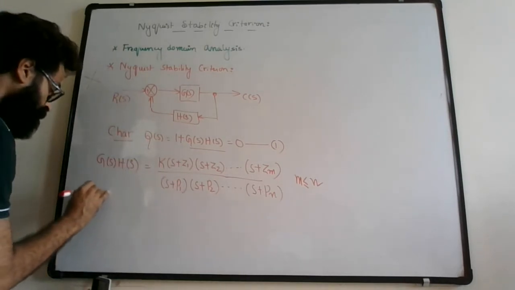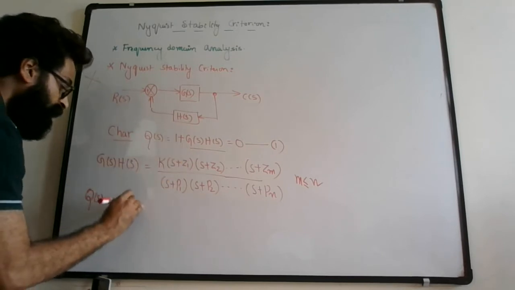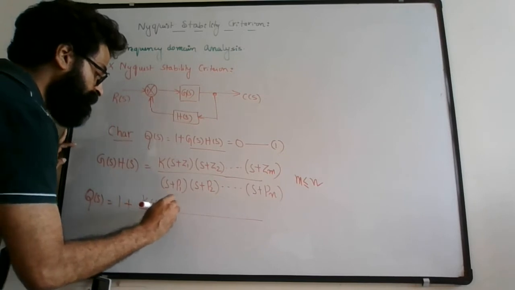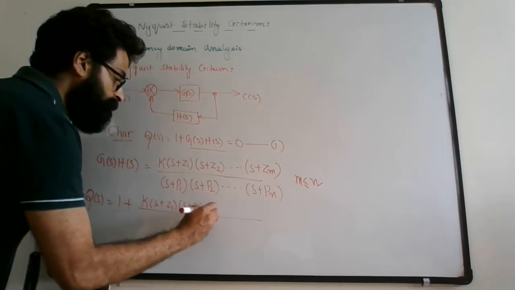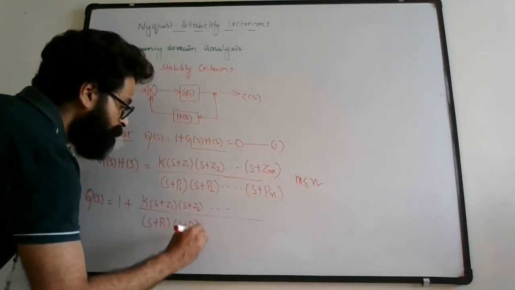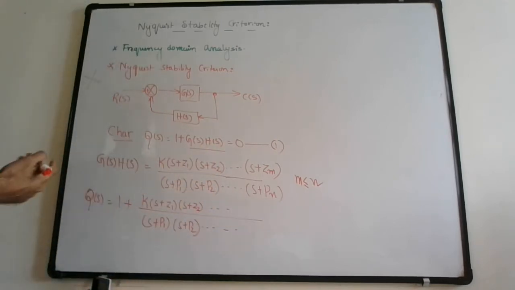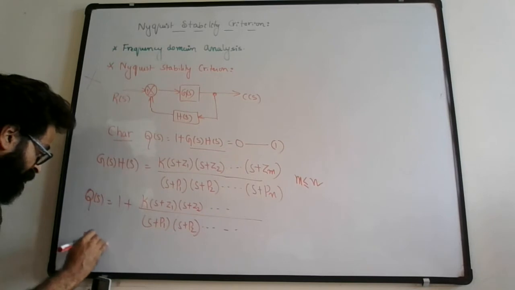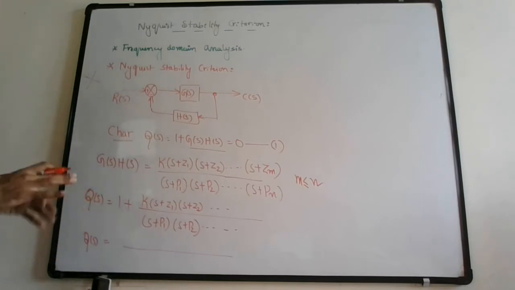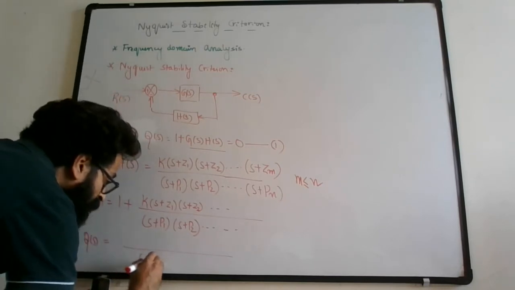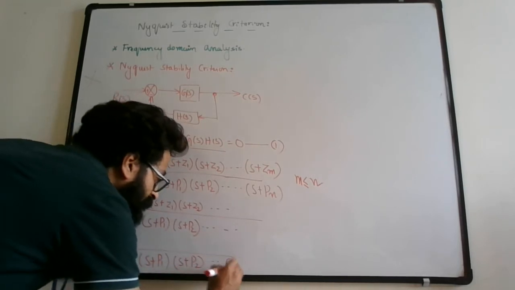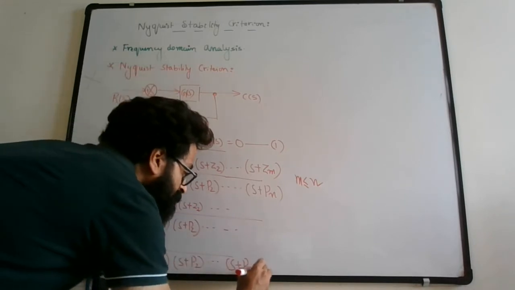So Q of s now can be written as 1 plus this g of s, right? So let us rewrite. It is k into s plus z1, s plus z2, so on and so forth, divided by s plus p1, s plus p2, so on and so forth. Or you can take the LCM. So when you take the LCM, the denominator remains unchanged, right? So denominator will have the open loop poles, s plus p1, s plus p2, so on and so forth, till s plus pn.